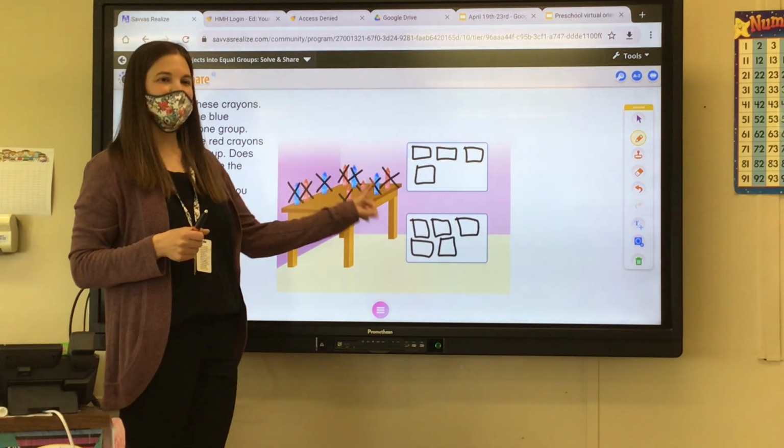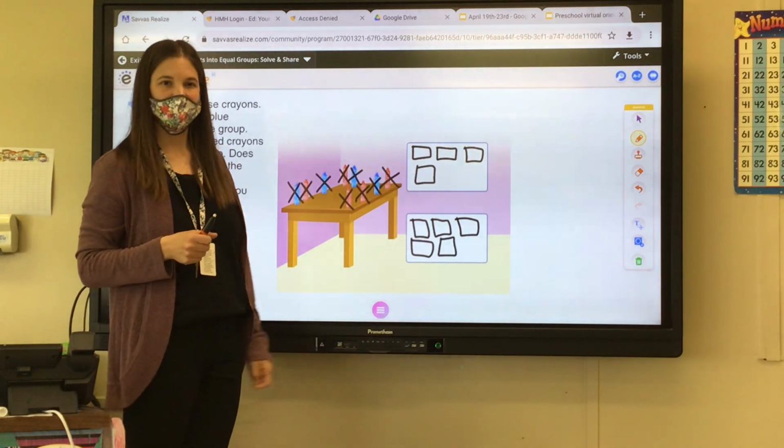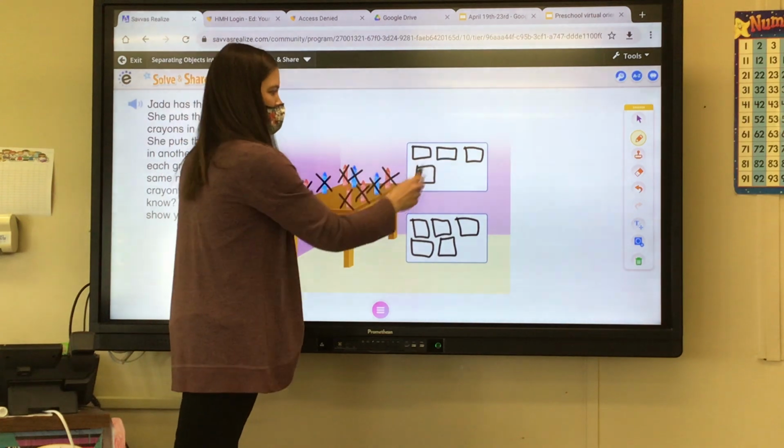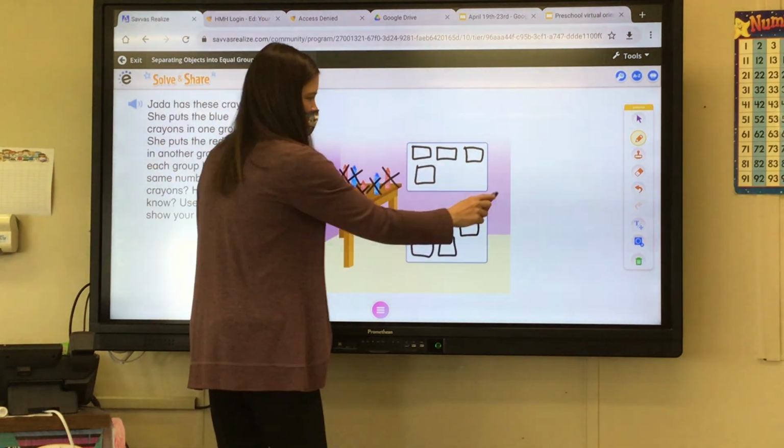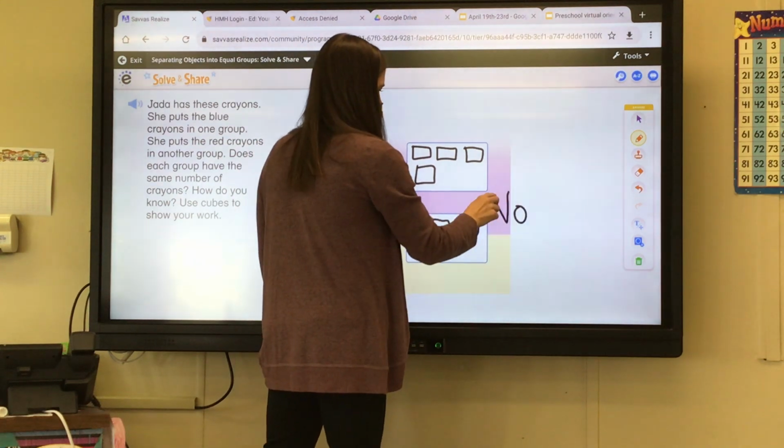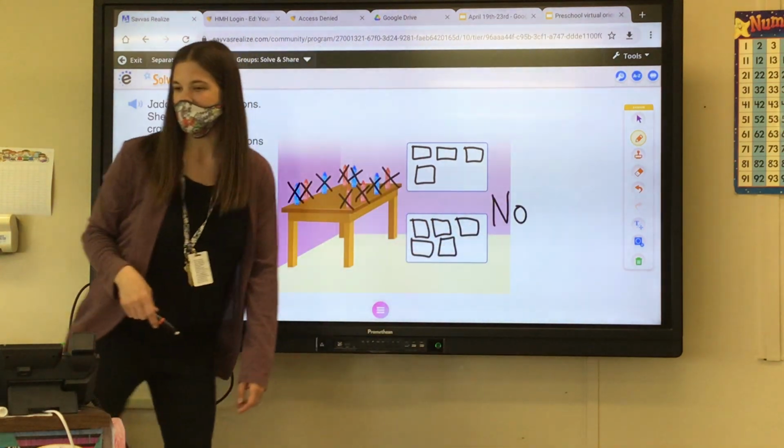Right. The blue crayons are only 4 blue crayons. And we look here. There's 1, 2, 3, 4 blue, and there's 1, 2, 3, 4, 5 red. So no, right? No, it does not have equal groups.